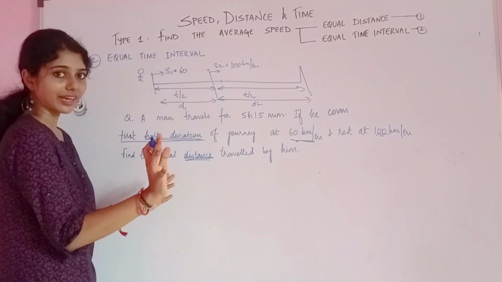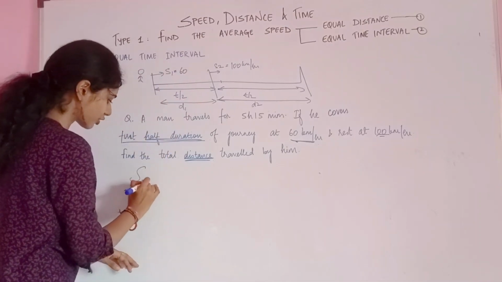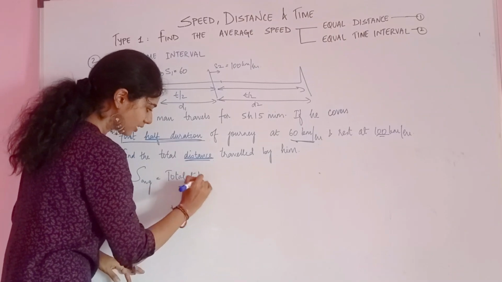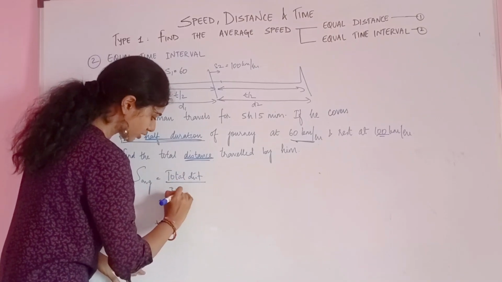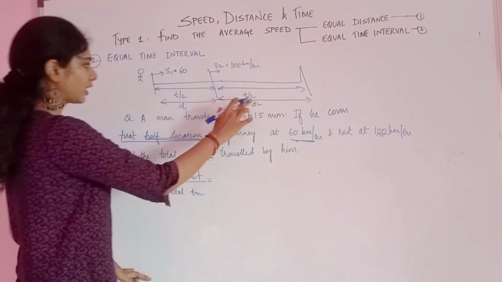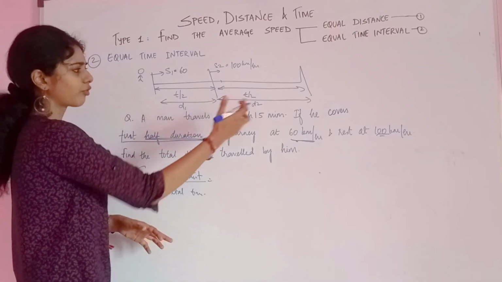But before everything, you must calculate the average speed. So how do you calculate the average speed? We know average speed is equal to total distance by total time. So what is the total distance here? Distance is nothing but d1 and d2. But you need not write it in the form of d1 and d2.